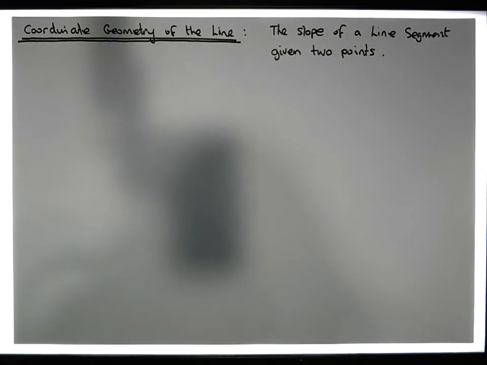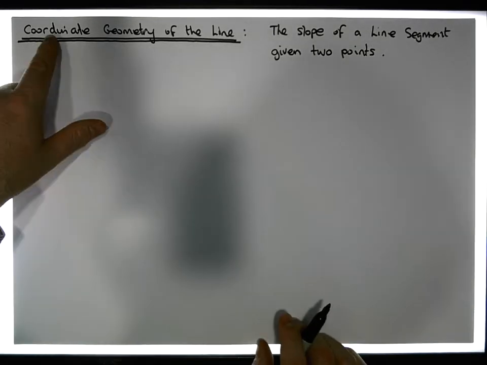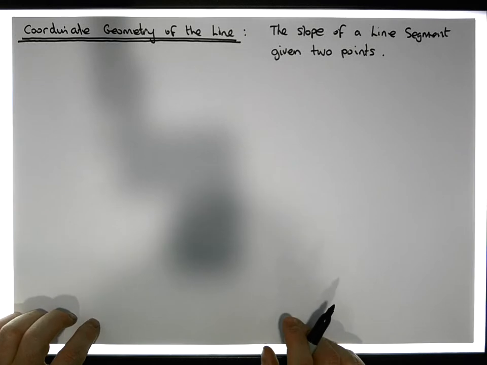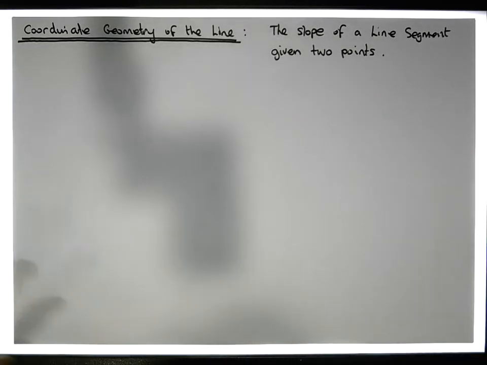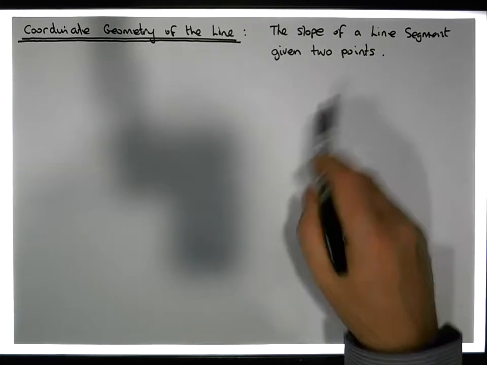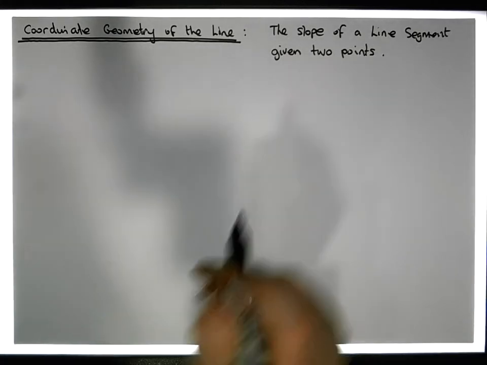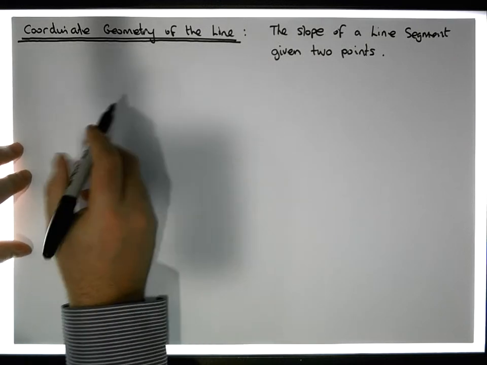This short video, another in our series dealing with coordinate geometry of the line, is going to concentrate on how to calculate the slope of a line segment when you're given 2 points. We have a particular formula for that calculation that we developed in a previous video. First of all, let me generate 2 points.